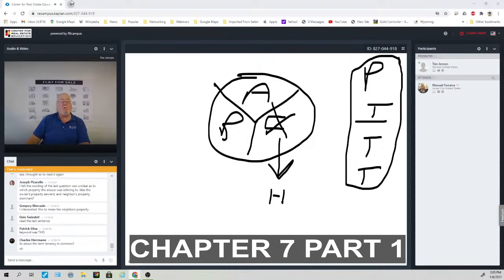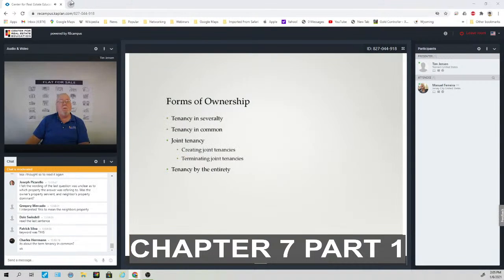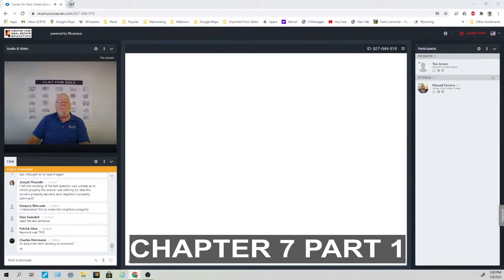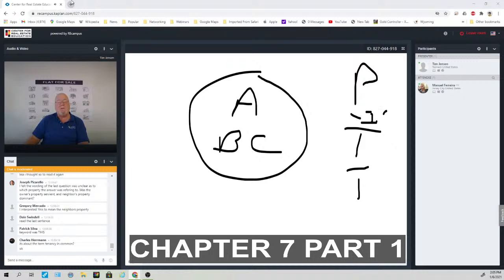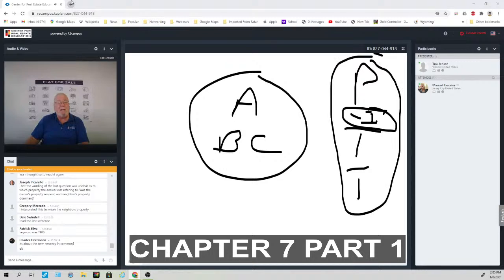The same could hold true where A, B, and C own property and they have possession, time, and title, but they have unequal ownership interests. Because they don't have all four unities, they could never be joint tenants. They are tenants in common, which means if C dies, his heirs get his share.